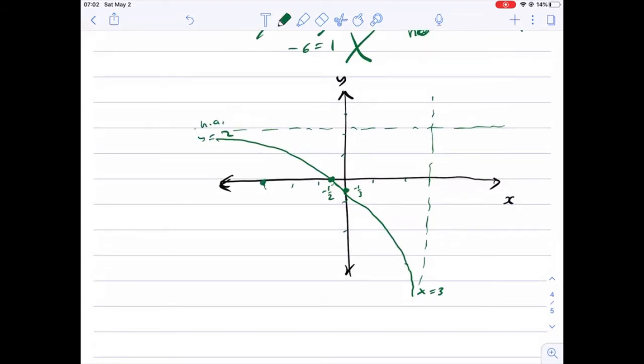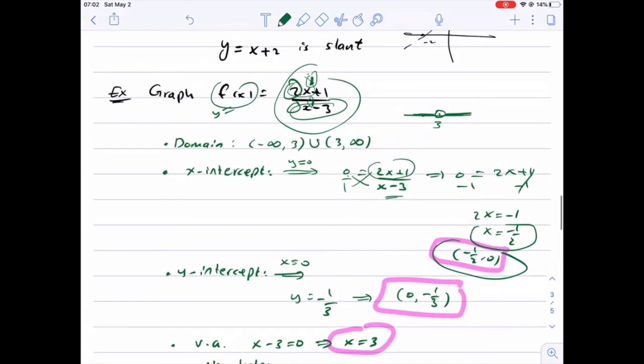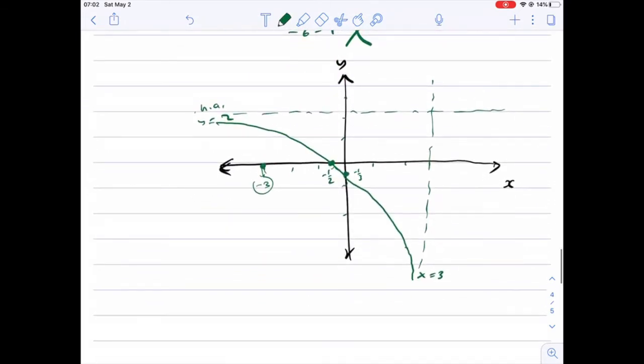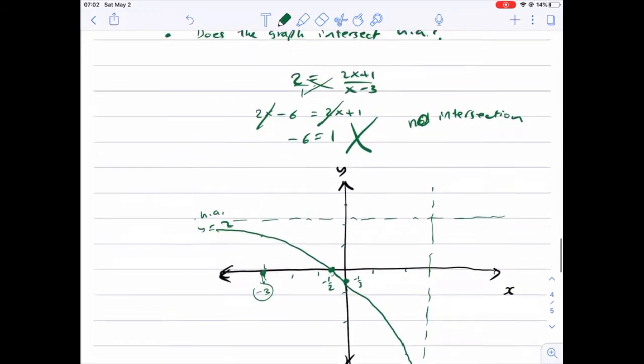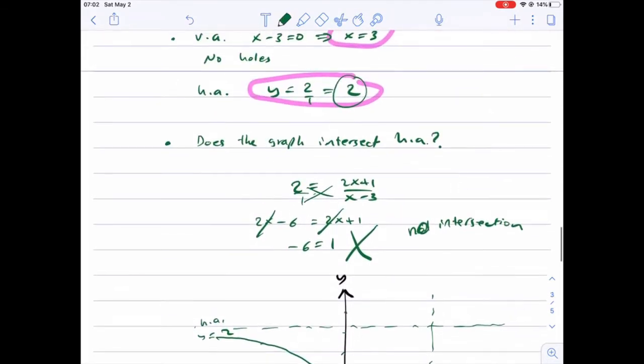Let's take negative 3. When we have x equals negative 3 and substitute it into the function, 2 times negative 3 is negative 6, plus 1, negative 5, over negative 3 minus 3, negative 6. Negative over negative is positive. That means above the x-axis. Now we graph the other part of the function.